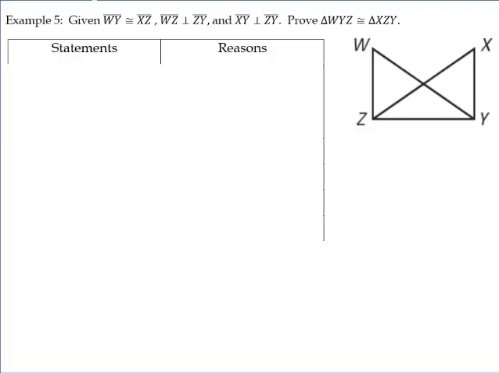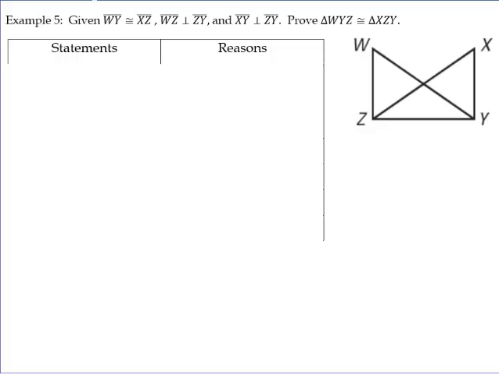Hello and welcome back to our fifth and final example of the evening. In this fifth example, we are told that WY is congruent to XZ, that WZ is perpendicular to ZY, and that's what this little sign means, and that XY is again perpendicular to ZY. We want to ultimately prove that triangle WYZ is congruent to triangle XZY.